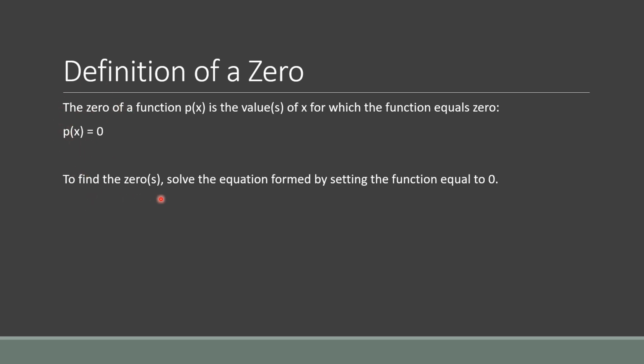To find the zeros, solve the equation formed by setting the function equal to 0. So if I want to find the zeros of a function, simple. I am going to solve the equation formed by making sure that I set the function equal to 0 to find the respective values of x that will make the whole function go to 0.